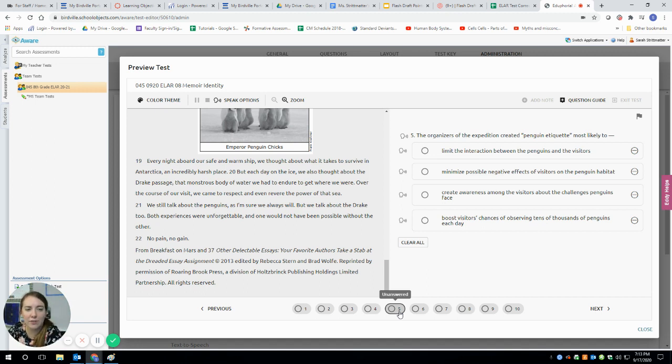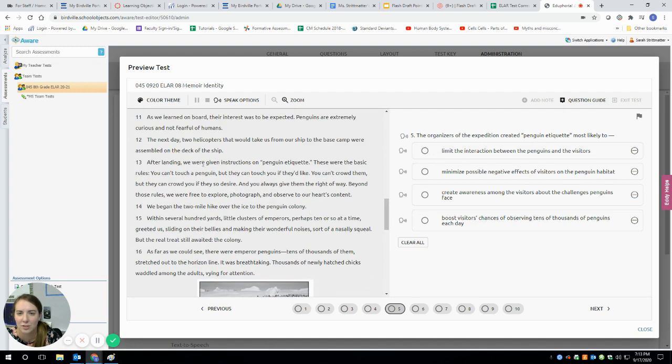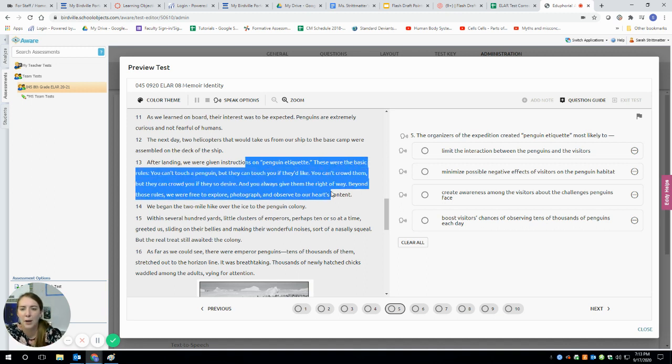The organizers of the expedition created penguin etiquette, most likely to... So we got to go back in our passage and find penguin etiquette to make sure we're getting it in context. So here we go. So they get instructions. There were rules about what you can't do, what the penguins can do.